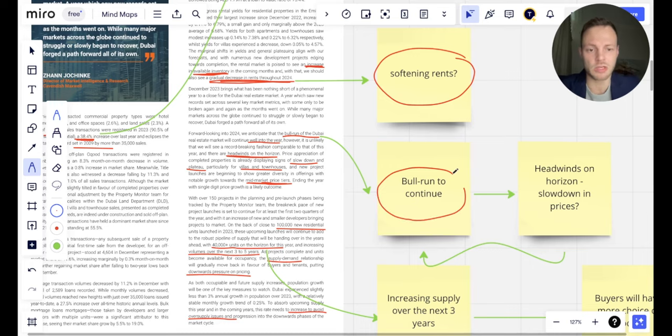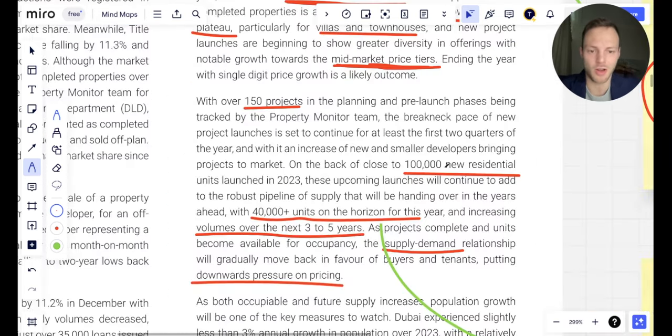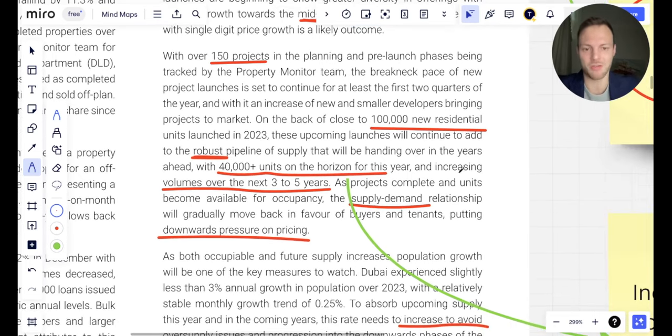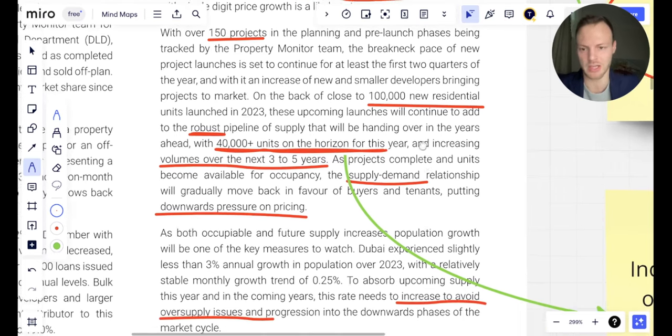The bull run to continue this year, but there's headwinds on the horizon. On the back of close to 100,000 new residential units in 2023, these upcoming launches will continue to add to the robust pipeline. So that just means a lot of launches that will be handing over in the years ahead, with 40,000 plus units on the horizon this year.